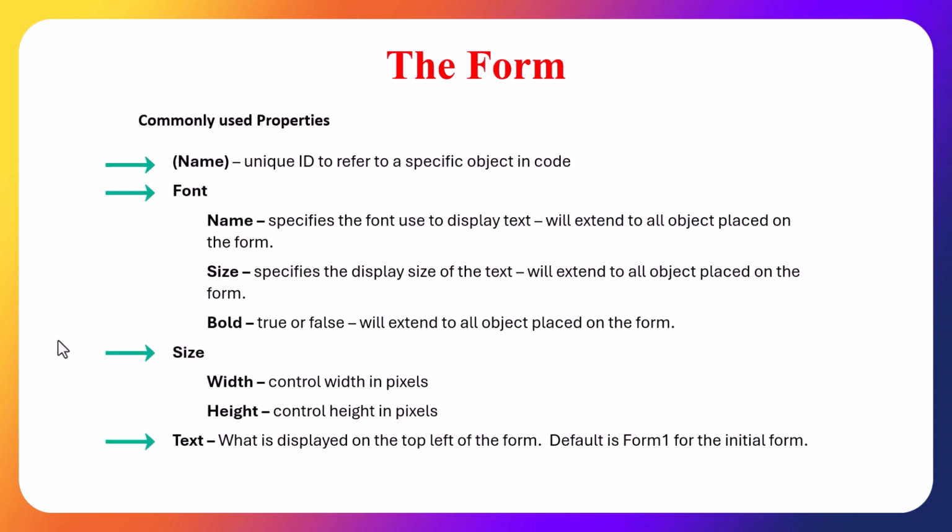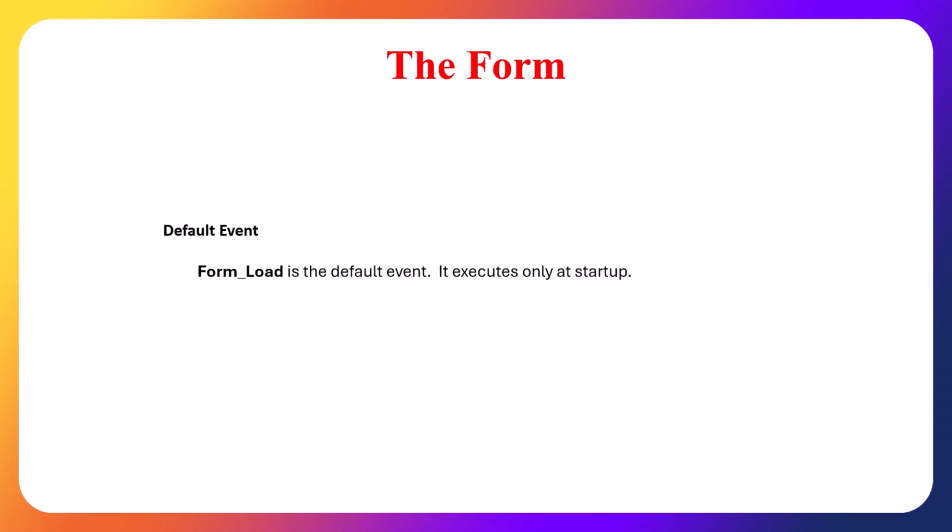There's a text property. It's what's displayed in the top left of the form. The default is Form 1, the initial form. If you have a second form, it's Form 2, Form 3, Form 4, and so on. The default event is the form load event. It executes only at startup. Let's take a look at all this.